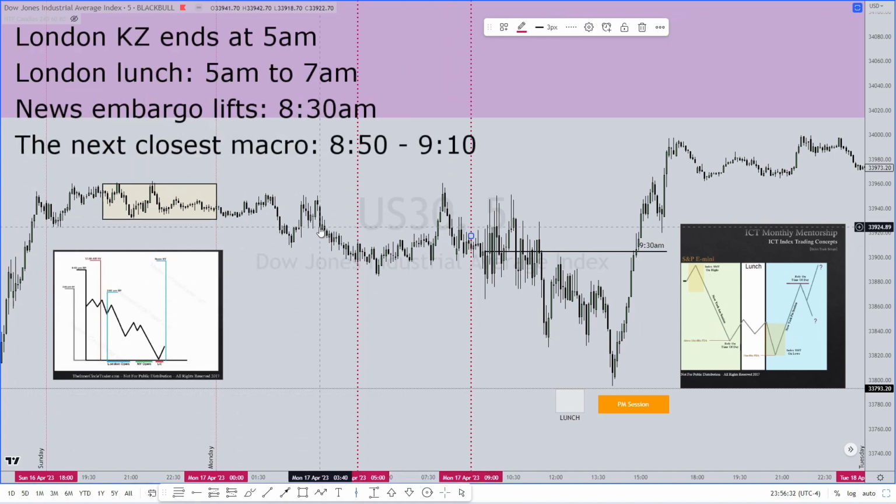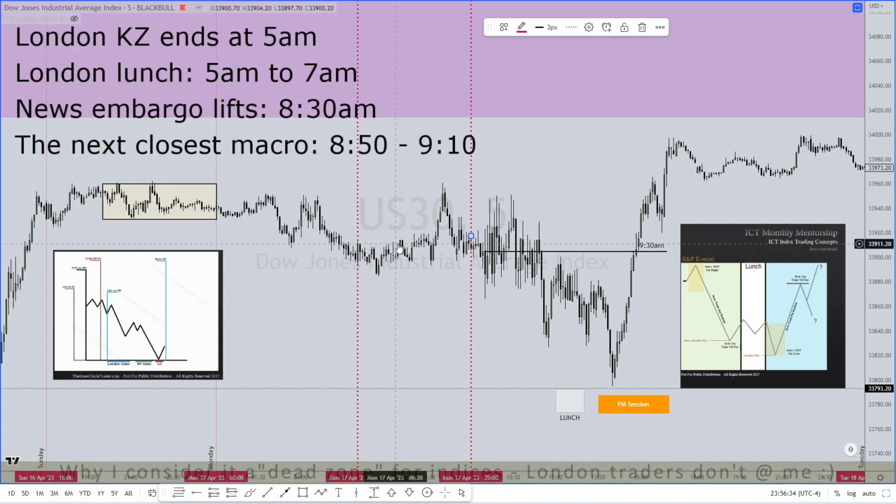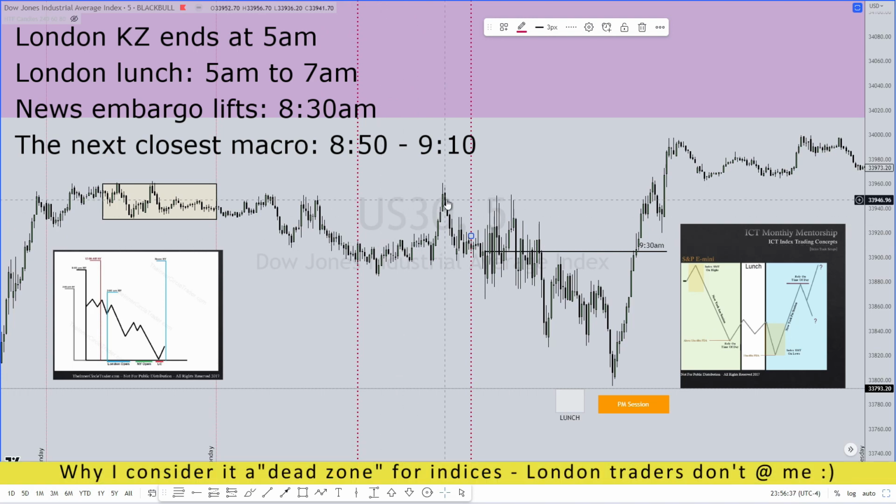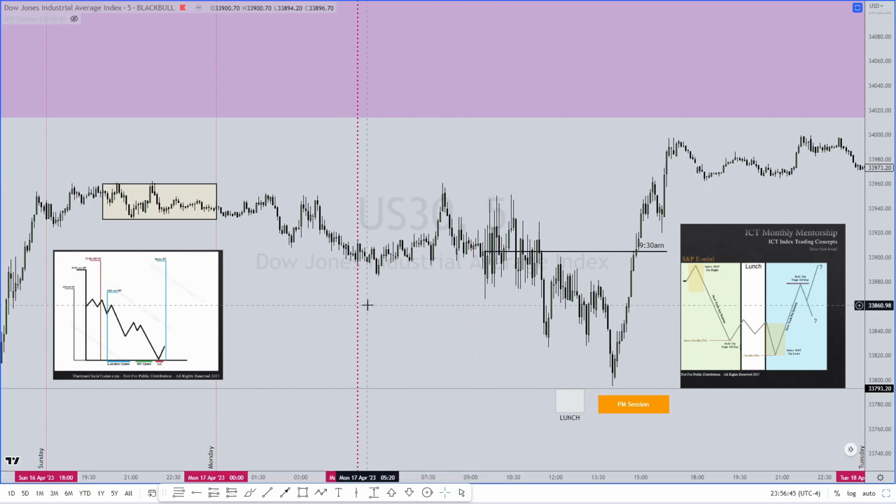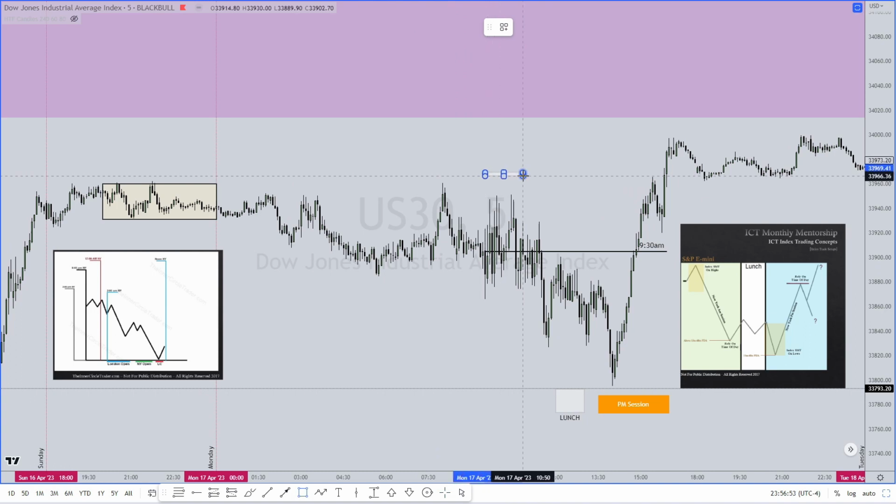So we let the news embargo kick in, we let the London lunch happen, and treat that as a dead zone. We can say that it takes buy side here, still doesn't go above Asia's high. So focusing on PM session trades, we let the 9:30 open play out, so the opening range from 9:30 to 10:30.